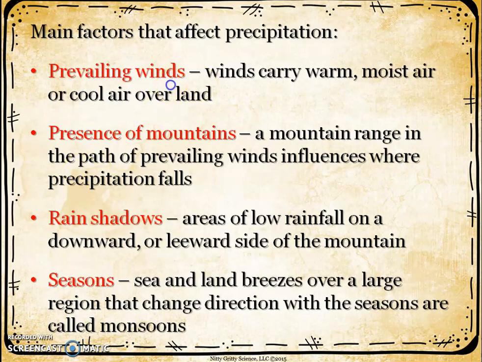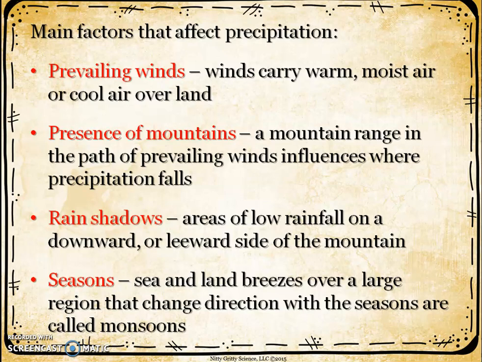Three main factors that affect precipitation, since precipitation is one of our factors. You've got prevailing winds that carry more warm, moist air or cool air over land. So those prevailing winds carrying that moisture will affect precipitation. If you've got winds that are dry, not much precipitation, not going to get a whole lot of rain. That's going to affect your climate.